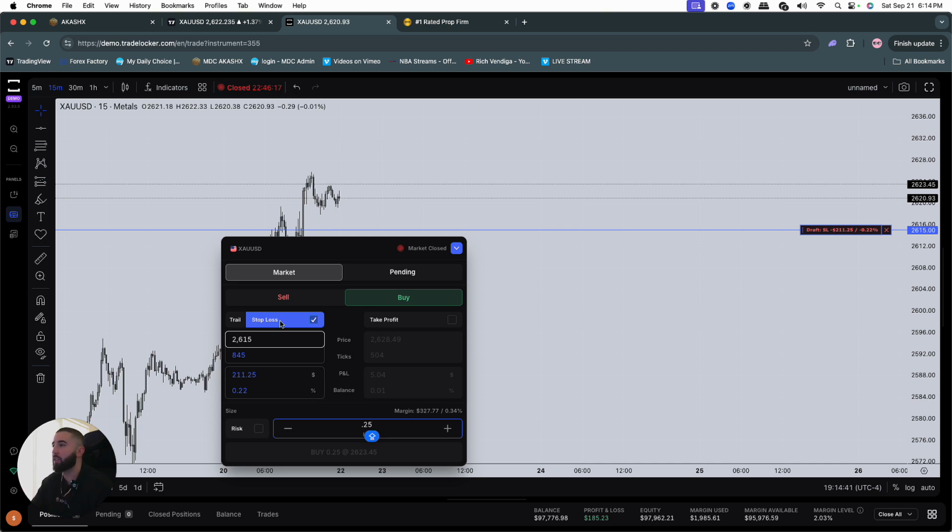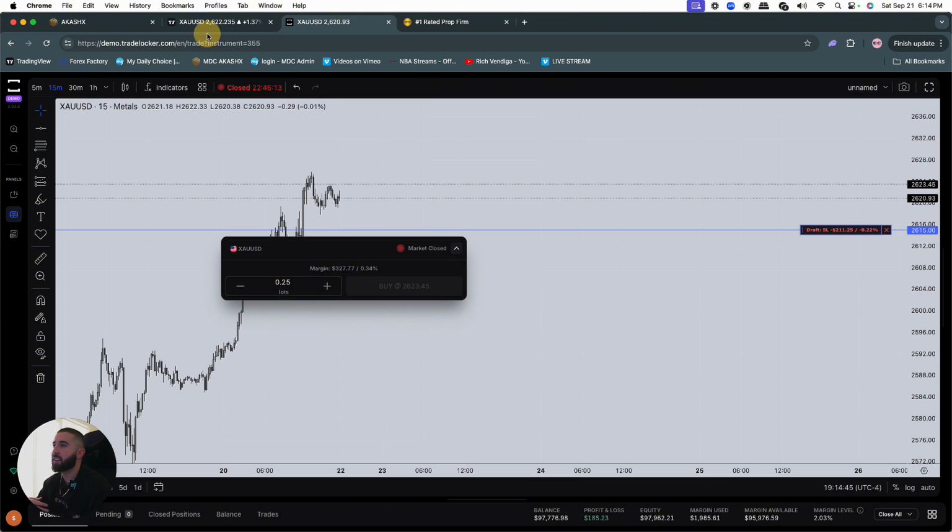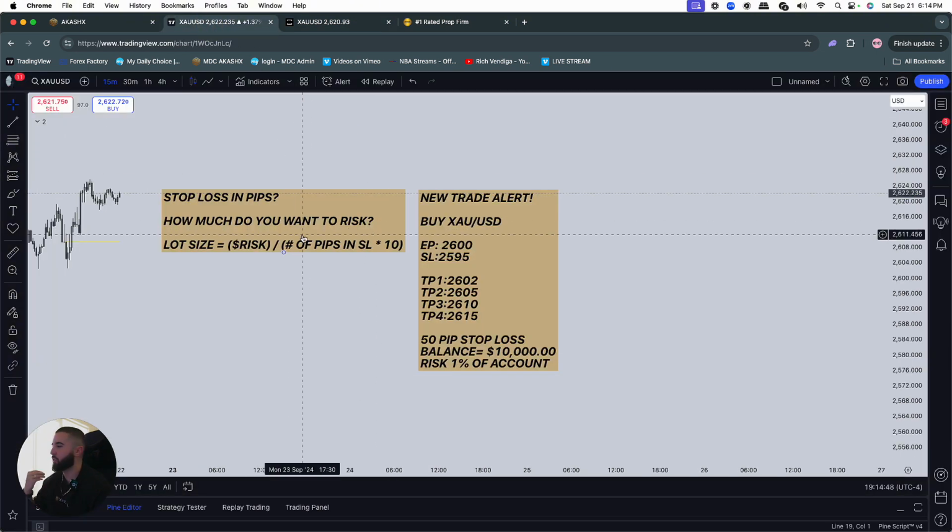So that is the way you can do it on TradeLocker. That's the way you can use the calculators. And then again, you have that manual formula just so that you understand the process of how the computer actually comes up with these numbers.